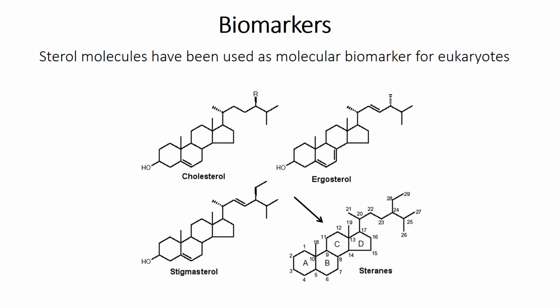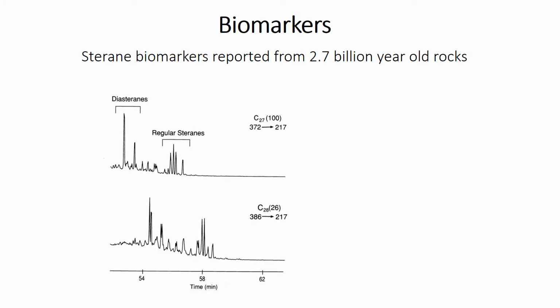Now, these sterols tend to break apart a little bit, so the molecules that we find in ancient rocks are called steranes, which are just sterols with some of the bits broken off. So there was a report of sterane biomarkers in rocks that are 2.7 billion years old. Now, as you might recognize, that is before the Great Oxidation Event.